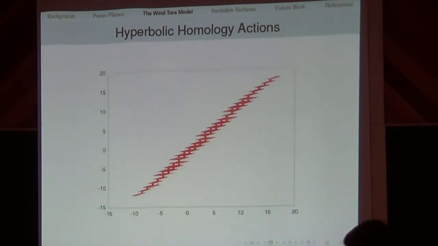So let me show you a picture of that. So here's this Panov plane where both edges are folded together. And I'm looking at a geodesic in the eigendirection of some pseudo-Anosov whose action on homology is hyperbolic. It stays confined to this little, infinite rectangular strip.